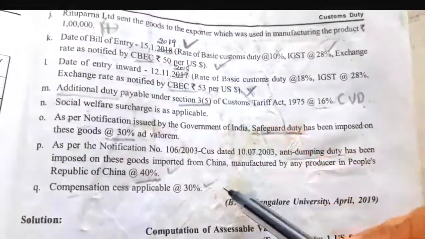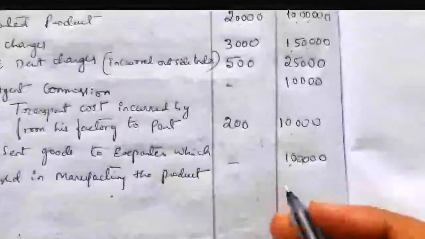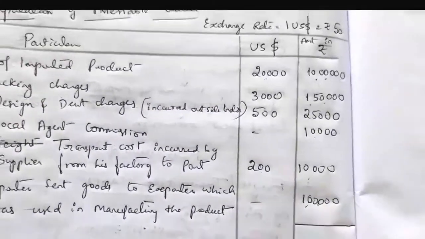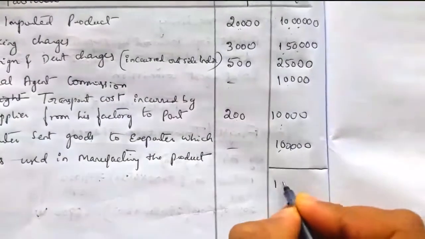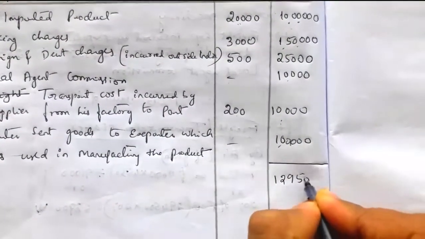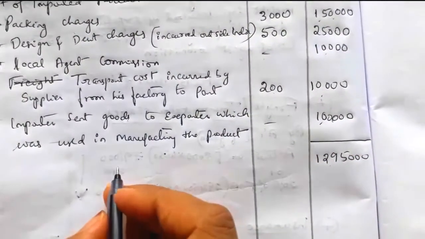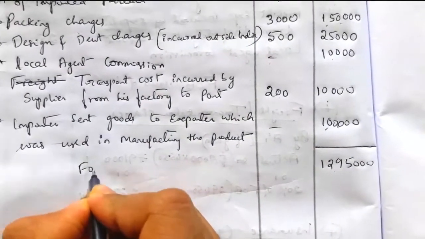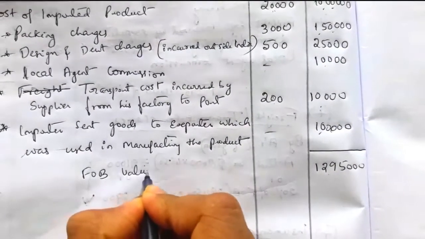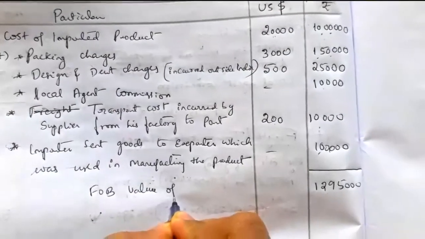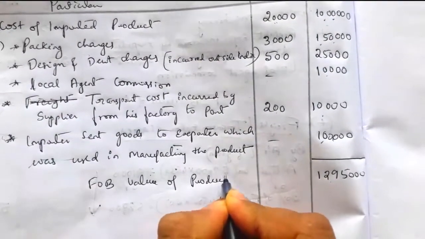So only this much, the rest relate to tax rate details. Now we have to add the values. That is the FOB, which is equal to 12,95,000. That is nothing but the FOB value of the product.